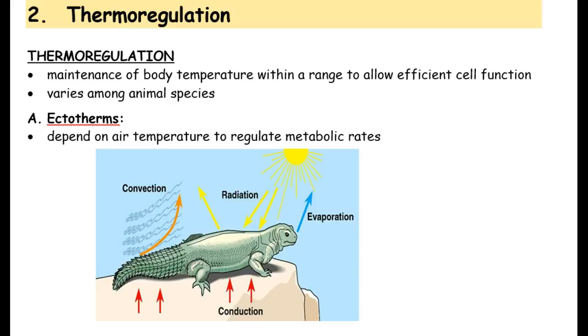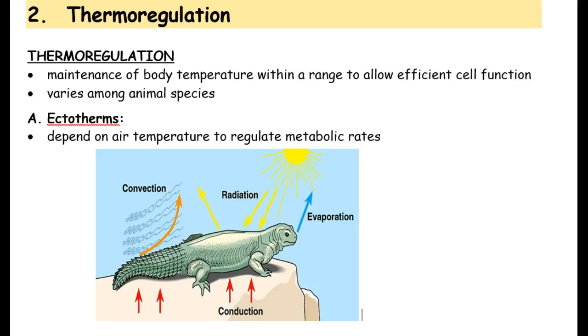So in the second of two lessons today, we're going to be talking about thermoregulation. The term itself gives you an idea about what we're going to be discussing. Thermo meaning heat. Thermoregulation really just describes how we are able to maintain or regulate our body temperatures within a certain range so that our enzymes can function properly and that other metabolic processes can occur efficiently.